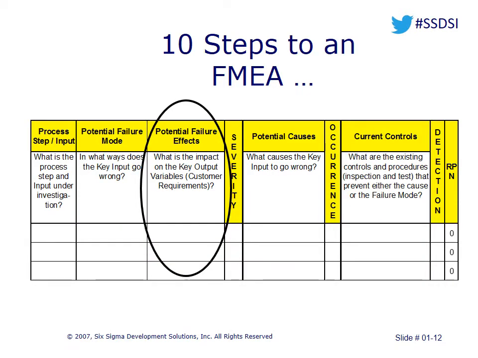Here's where the potential failure effects go, under this column. Again, if I've got 4 potential failure modes for an input, and each of those failure modes has 4 potential failure effects, then I've actually filled in 16 rows of data.